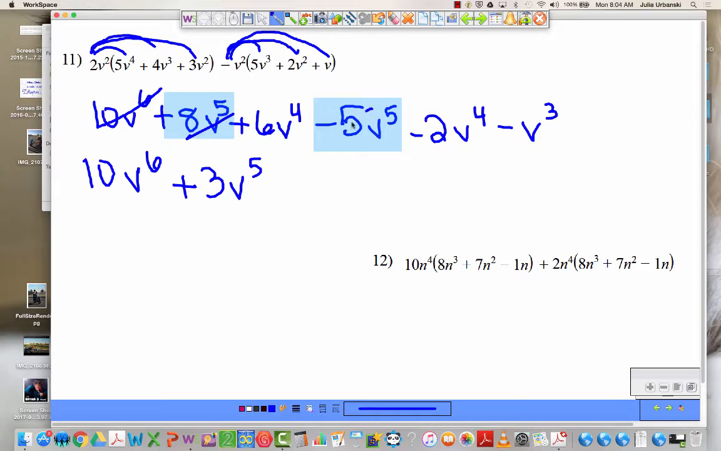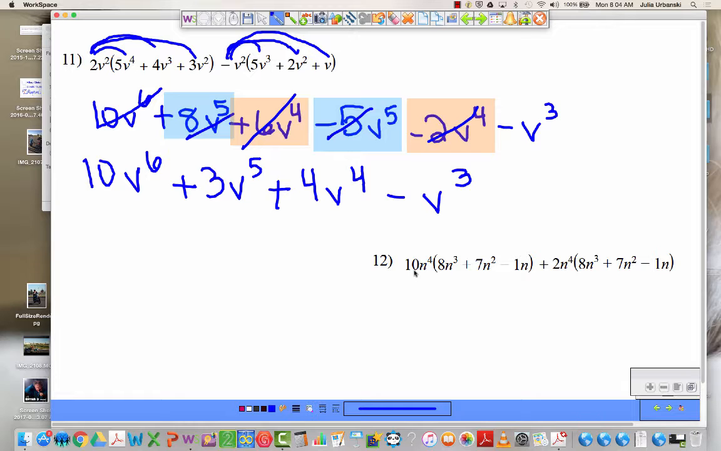And those are done. So then we go down to v to the fourth, go from highest to smallest. Positive 6v to the fourth, negative 2v to the fourth, 4v to the fourth. Plus 4v to the fourth. And then the last one has nothing to combine with, so it stands alone. Okay, any questions on that? The hardest part is going to be remembering to multiply the coefficients, but only add the exponents.